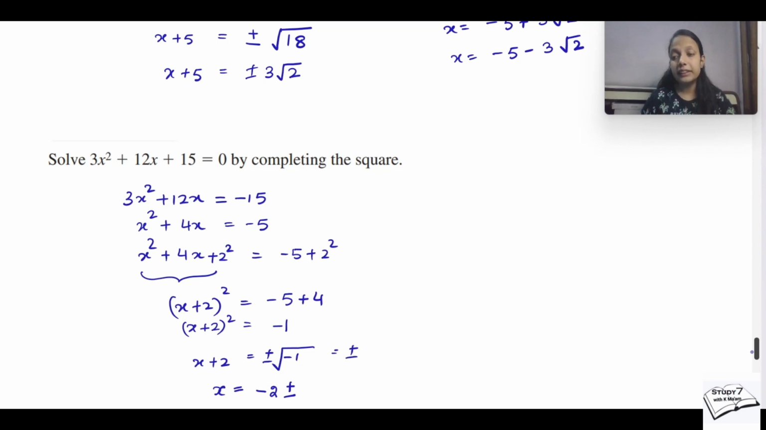Okay. What is the square root of negative 1? i. The square root of negative 1 is i. So I'm getting the answer: negative 2 plus minus i. This is the answer.